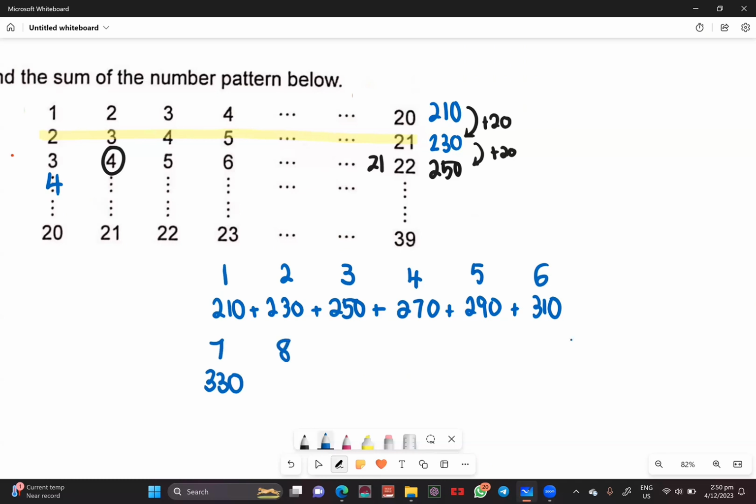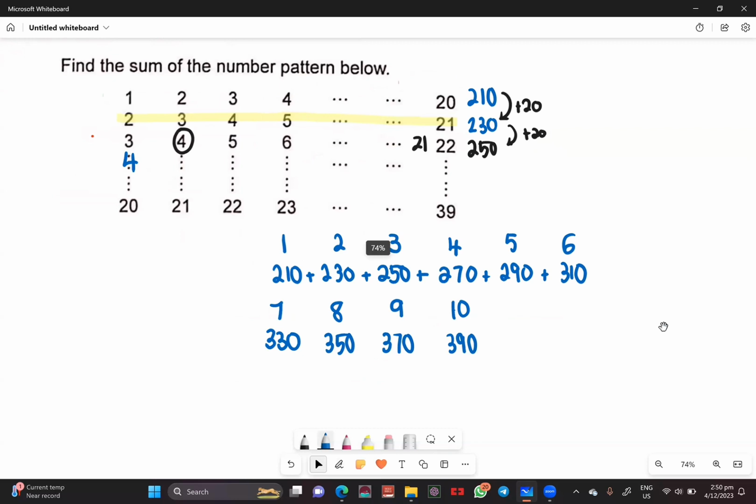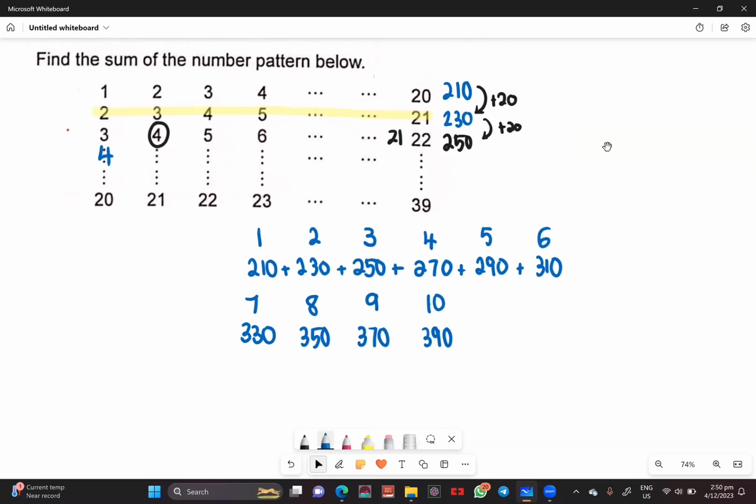For the eighth row, you can say that this is how much? 350. For the ninth row, again, how much is that? 370. And of course, for the 10th row, it will be 390. Right now, you start to see that actually the interval is just 20.